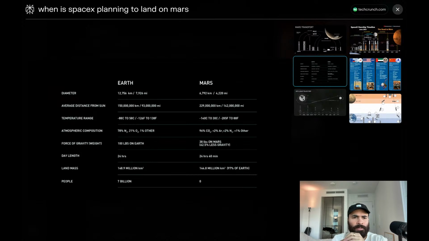Average distance from sun, temperature ranges minus 140 to 30. Interesting. Just stay between 20 to 30. That's perfect. Atmospheric composition. Okay. 96% CO2, less than 2% air. Force of gravity. So you're lighter on Mars. 62.5% less gravity. Day length, 24 hours, 40 minutes. Okay. Land mass. Almost the same, 97% of Earth.